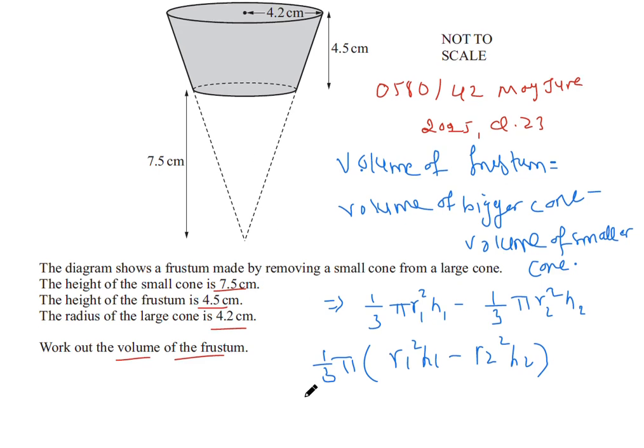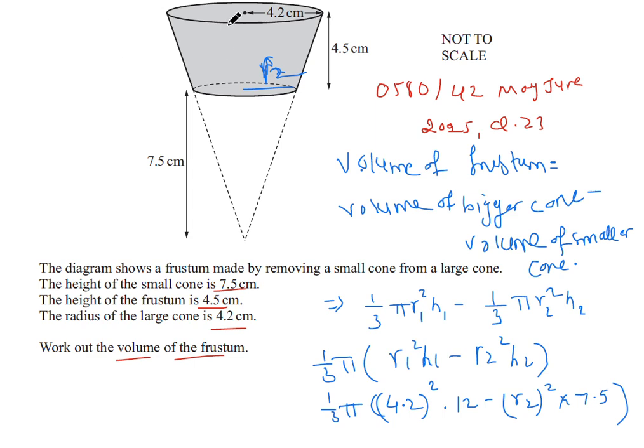Okay, so right now when we observe this, let us write down the given things first. 1/3 pi as it is, we know the radius of the bigger cone is 4.2, its square, times height 4.5 plus 7.5, that is 12, minus, we don't know the radius of this smaller cone, and the height we know, that is 7.5. So see here, this radius value is missing, this R2 we don't know. So the first task is to find out this small r2.